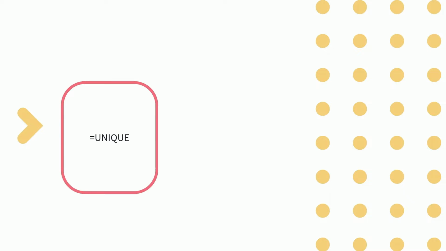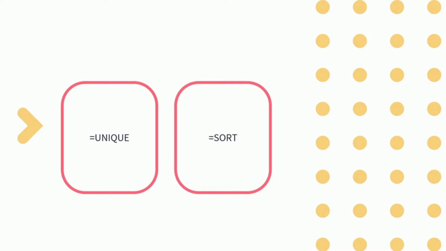So the formulas we'll be using is unique. Unique returns a value within a range or array. So of course, it will be a unique value. Like our data set, we want to create a unique country list with the top 50 channels with the most subscribers. And then we'd like to sort them.